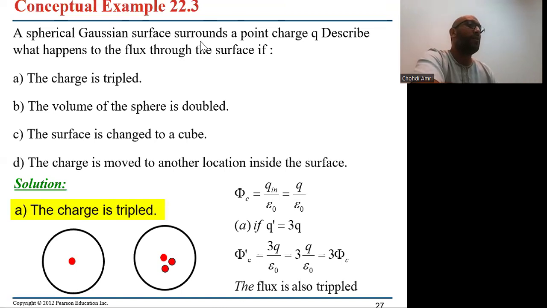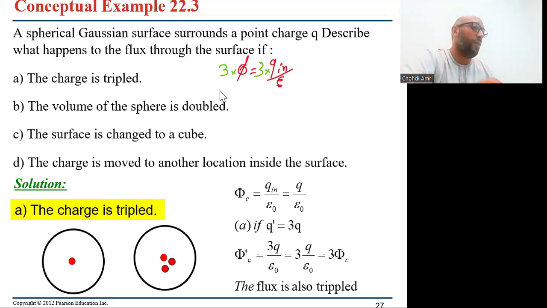A spherical Gaussian surface surrounds a point charge Q. Describe what happens to the flux through the surface if, one, the charge is tripled. Phi is Q inside divided by epsilon naught. If we multiply the charge by 3, on the other side we have to multiply the flux by 3. So the charge is tripled, that means the flux is also tripled.